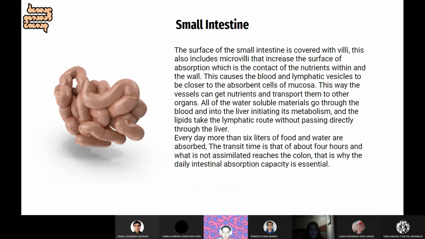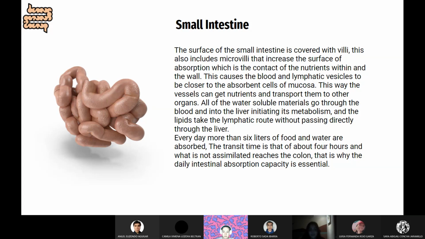The surface of the small intestine is covered in villi. This also includes microvilli that increase the surface of absorption, and this causes the blood and lymphatic vessels to be closer to the absorbent cell mucosa. This way, the vessel gets nutrients and transports them to other organs depending on what is needed.